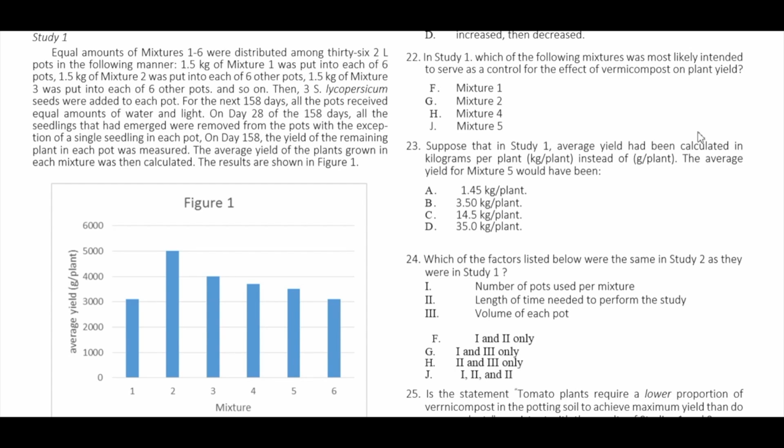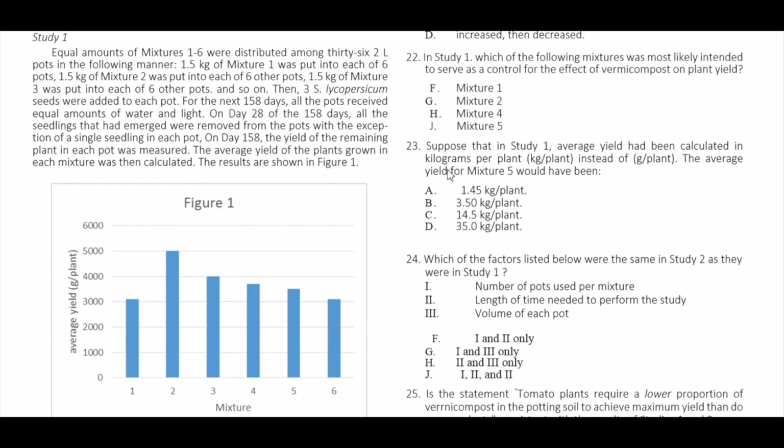Question 24 says, which of the factors listed below were the same in study 2 as they were in study 1? Number of pots used per mixture, length of time needed to perform the study, or volume of each pot. So we have 3 things here, and we need to figure out which ones were the same in study 2 and study 1. So now we actually have to dig into the meat of what study 1 and study 2 did.